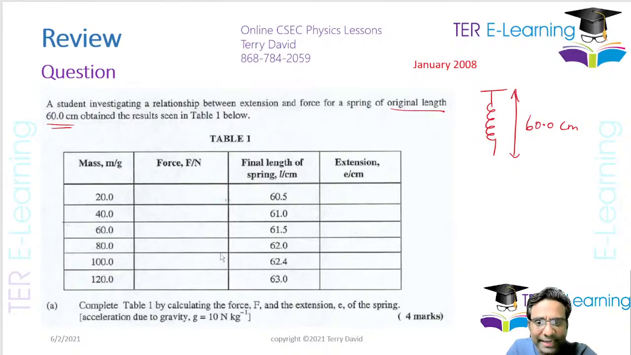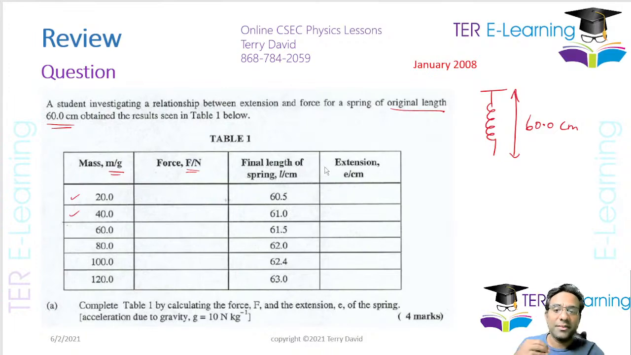Now, they give us a table here. So you keep adding masses to the spring. You start with 20, 40, 60, and so on. So you're adding masses to the spring. Now pay attention to your units. That's important. This here is mass in grams, but what they want us to write down here is our force in newtons, right?